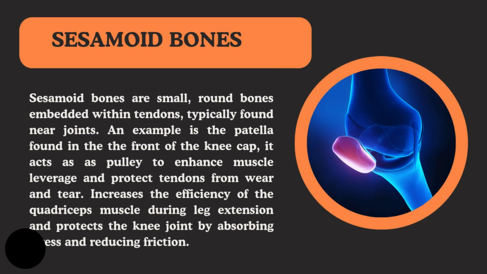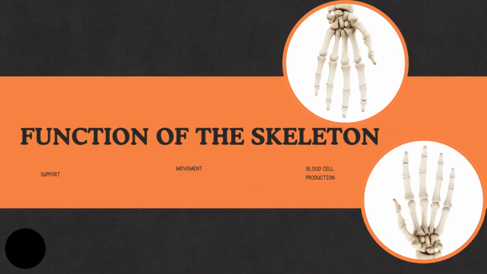We've got sesamoid bones, which are small round bones that are embedded within tendons, typically found near joints. The example for this is the patella, found at the front of the kneecap. It acts as a pulley to enhance muscle leverage and protect tendons from wear and tear. It increases the efficiency of the quadriceps muscles during leg extension and protects the knee joint by absorbing stress and reducing friction. So the main functions of the skeleton are support, protection, movement, mineral storage, and blood cell production.